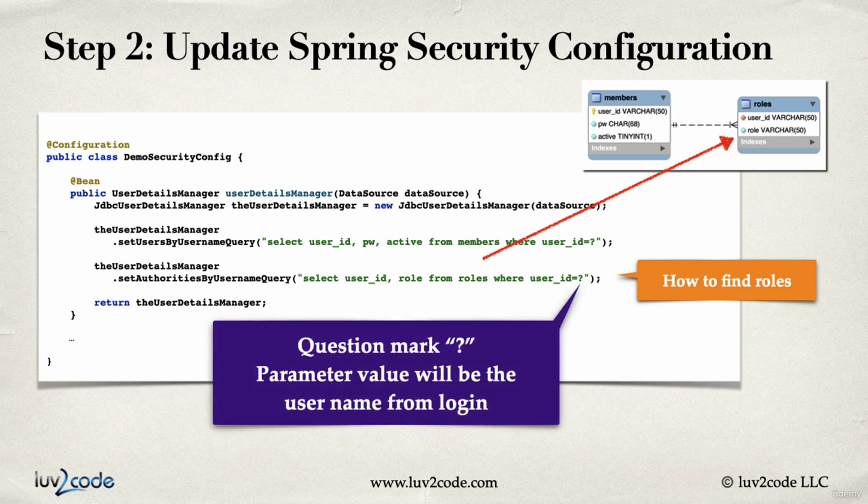Now the question mark here, that's basically a parameter placeholder. The actual parameter value will be the username that's applied during login. As you can see, we can use any custom tables. We simply have to tell Spring Security how to find the users and roles accordingly.